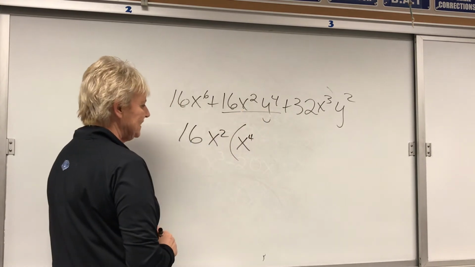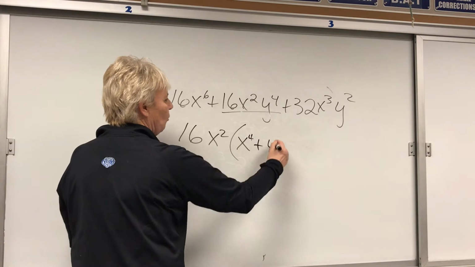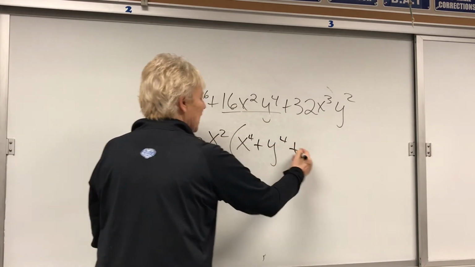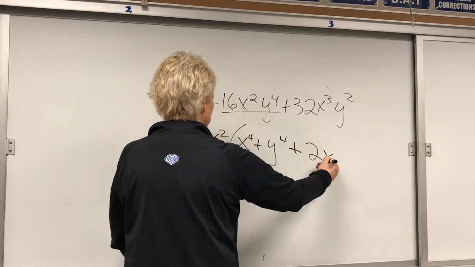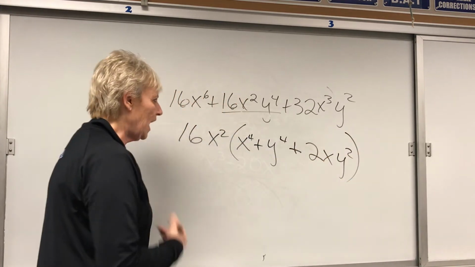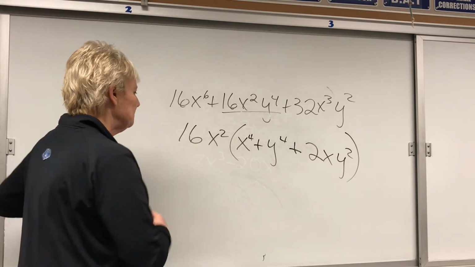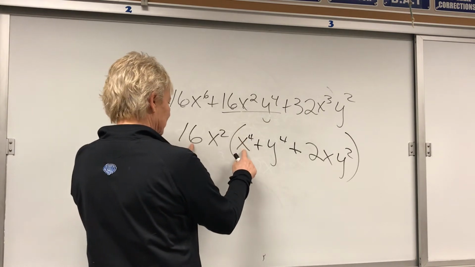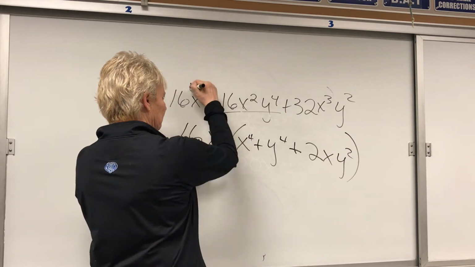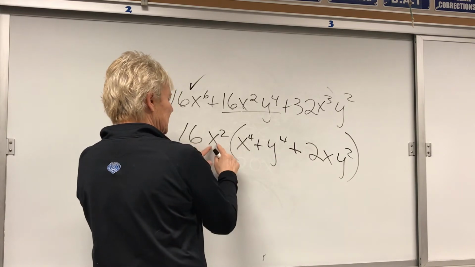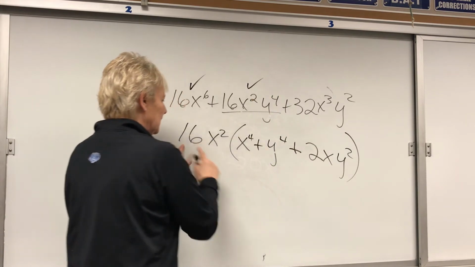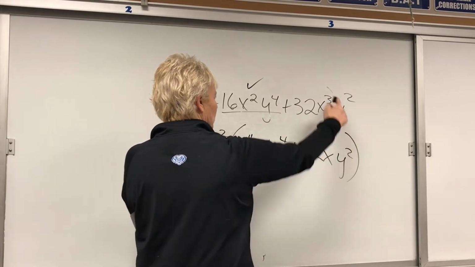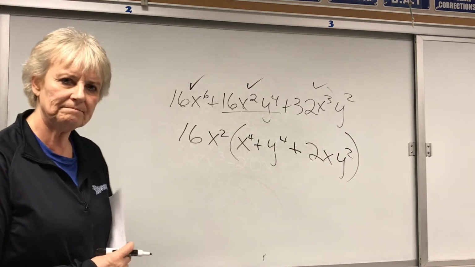Okay, now, how do I get this? Okay, I need a y to the 4th, because I already have my 16, I already have that, y to the 4th, plus 2xy squared. Now, what I always do before I put an answer down is I go back and I check. Okay, I have a 16, x to the 6th. Then I have 16, x squared, y to the 4th. Then this times this is 32, x to the 3rd, y squared. Check. My answer's right.